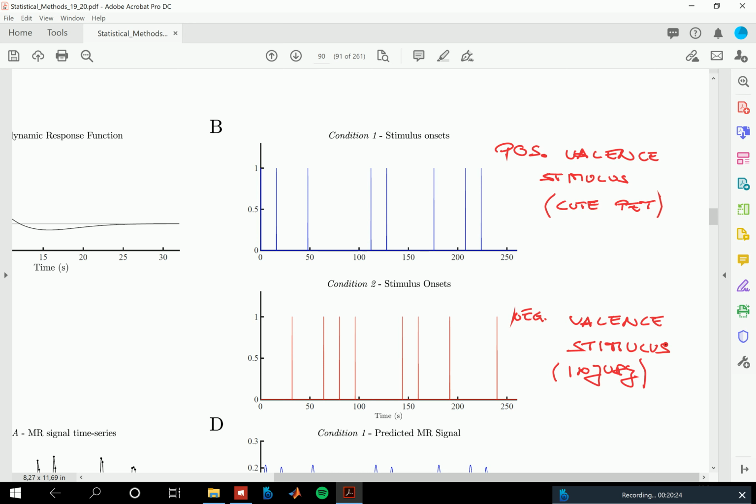Good. And now the participant is in the scanner, and there are these cute pet stimuli, which are positive valence, and these injury images, which are negative valence. At a given point in time, and here on the x-axis you see time, only one image is presented. At time 0 there's a positive valence stimulus presented, and then at time 40, around here, there's a negative valence stimulus presented. So cute cat, cute dog, and then injury of a knee, then cute bird, and then injury of a hand, and so on. So this is how things are being presented.